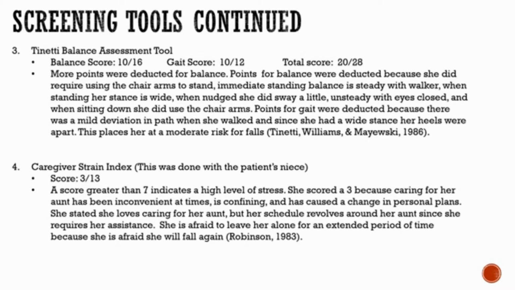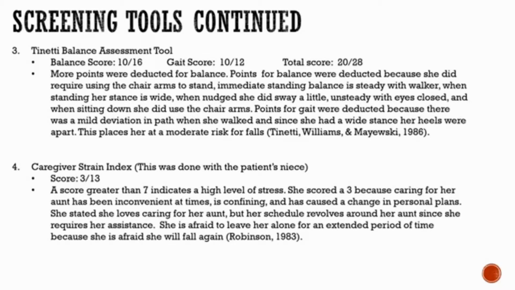Her score was a 3 out of 13. A score greater than 7 indicates a high level of stress. She scored a 3 because caring for her aunt has been inconvenient at times. She's had to change personal plans. She doesn't like leaving her at home alone because she's afraid she'll fall and she'll be without assistance for a long period of time.